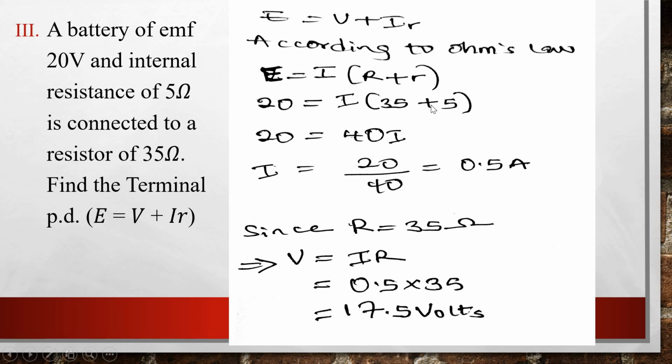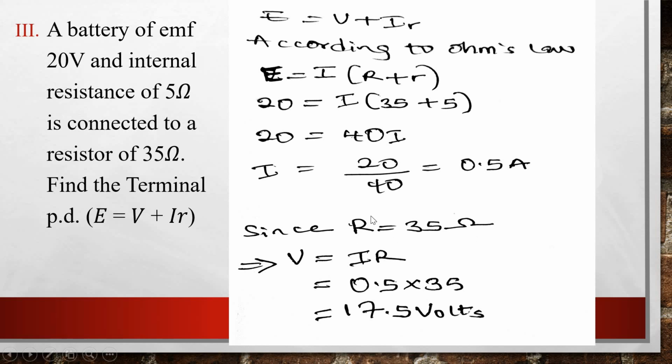So when we substitute, we have that I is 0.5 ampere. So the current that the cell delivers is 0.5 ampere. Some of this current passes through the internal of the battery, and some pass through the external circuit.